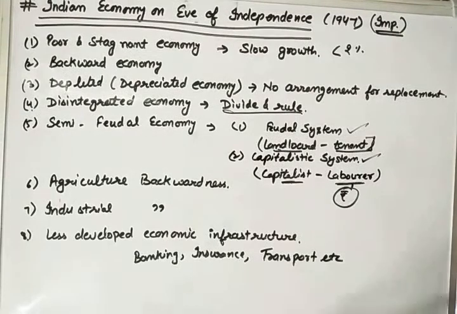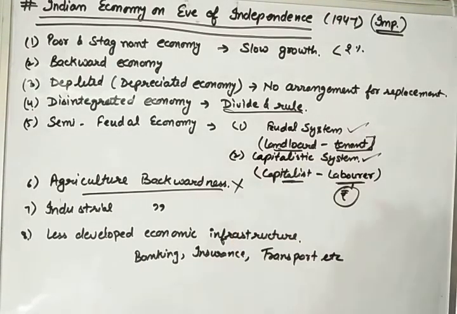The next is that the agriculture sector was backward. Why was the agriculture sector backward? Because 72% of the population was engaged in agriculture and only 51% of income was generated from it. Why? Because we didn't have enough resources, enough irrigation facilities, good quality seeds, or modern technologies. So that's why the agriculture sector was backward.